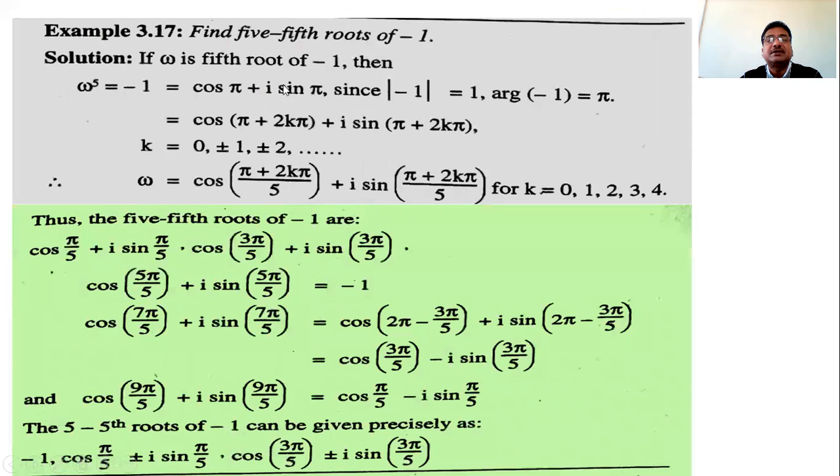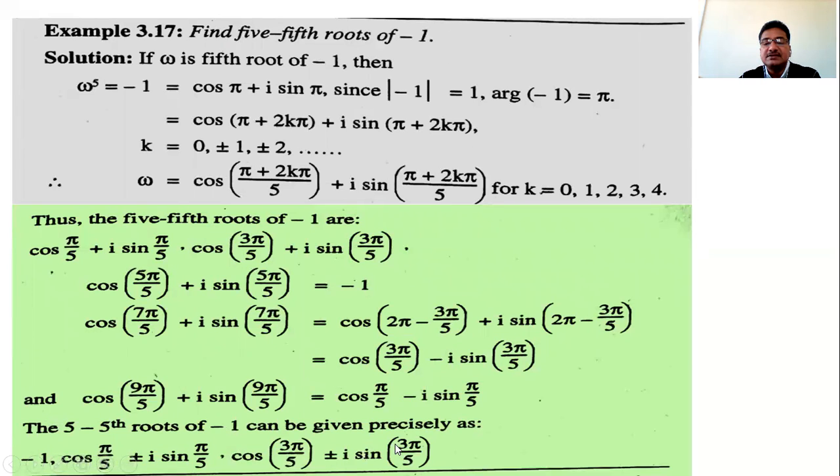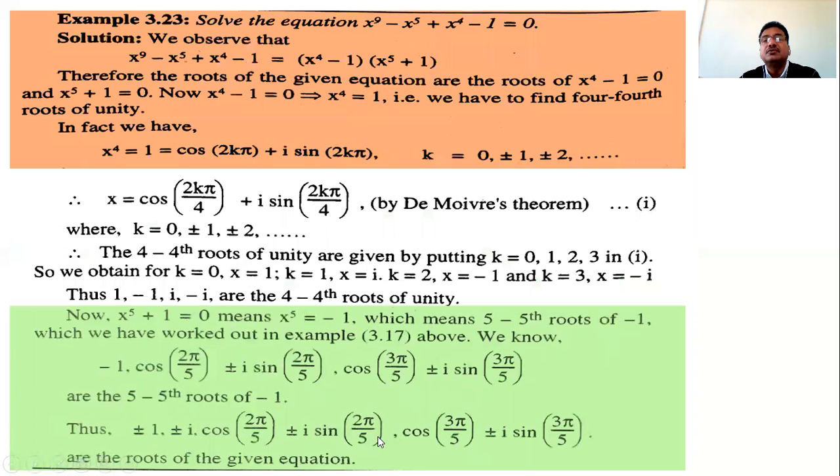So this is the procedure. These are the 5 fifth roots of minus 1. This is the final answer. These are the 5 fifth roots of minus 1, which means these are the 5 roots of the equation x raised to 5 plus 1 is equal to 0.